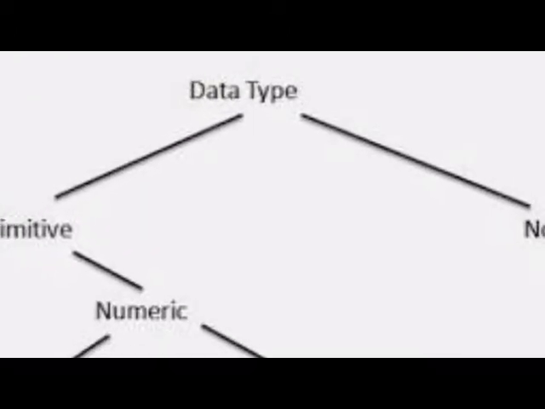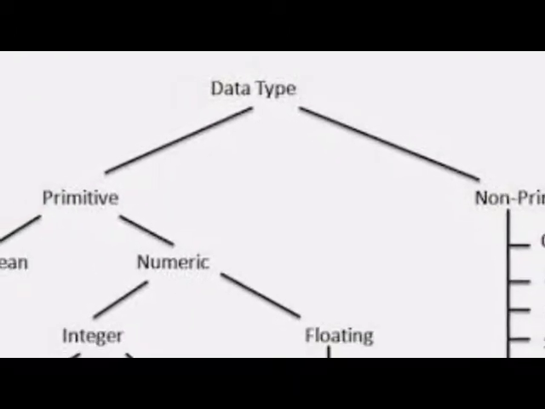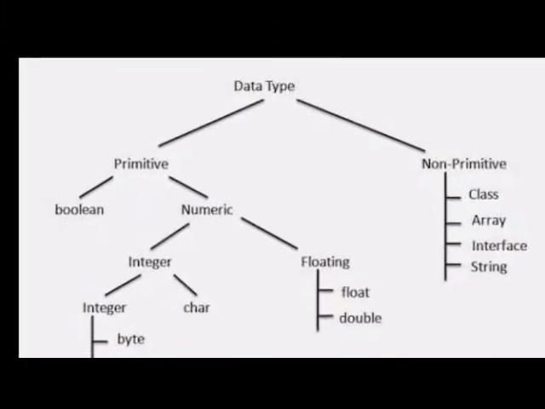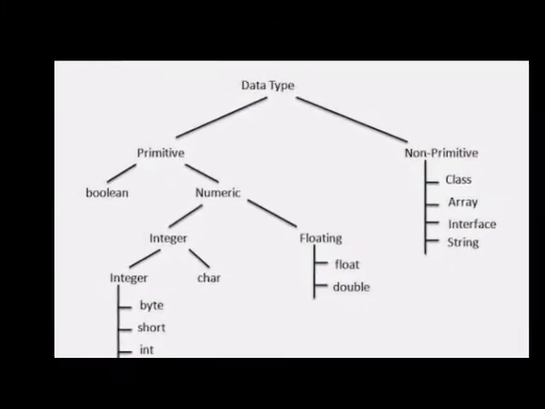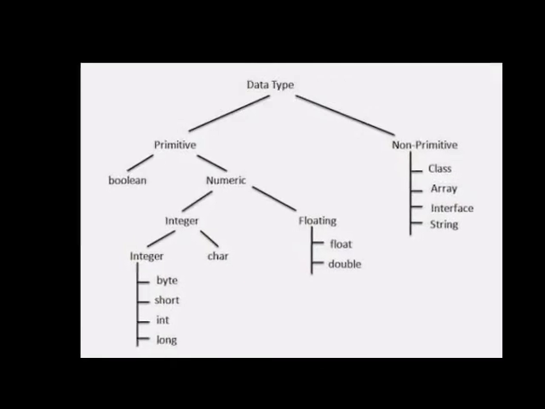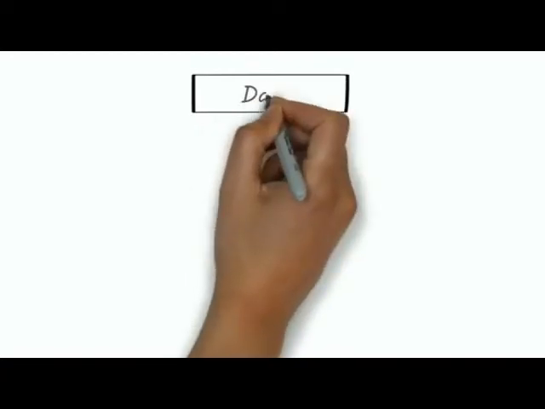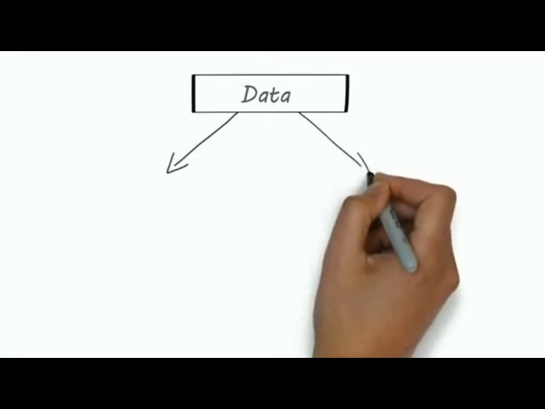I think you are already familiar with these topics in C and C++, where data types are subdivided into primitive and non-primitive data types. It will be explained further. Data is mostly used in programming. We must take numbers or characters.